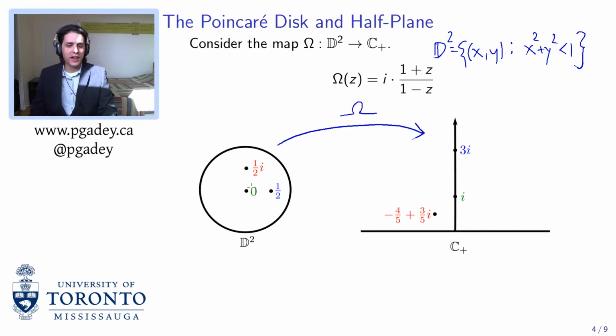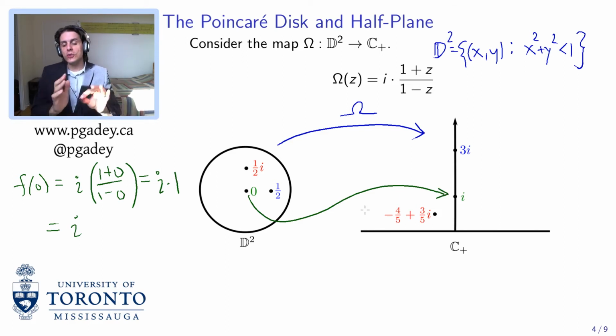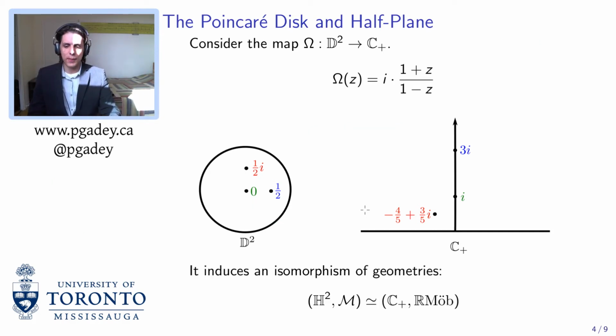maps these points correspondingly. You can calculate out that, for example, 0, when we plug this in, must get sent to i. So if we calculate f of 0, it is going to be i times (1 plus 0) over (1 minus 0), which will be i times 1, so it will be i. So we see that 0 is going to get sent to the point i. Now, I encourage you to do a couple more of these calculations to get a feel for what's going on. But the idea is that the entire disk is mapped, stretched out, and put onto the upper half plane.